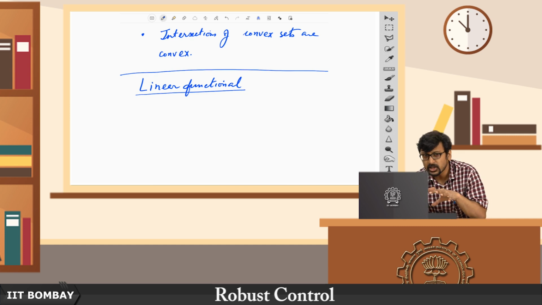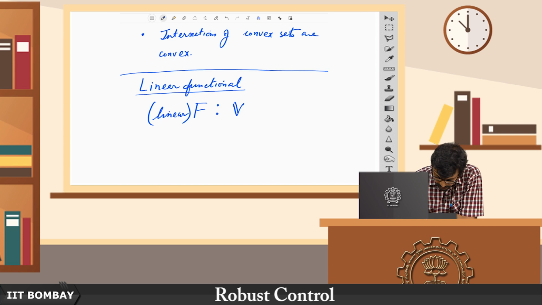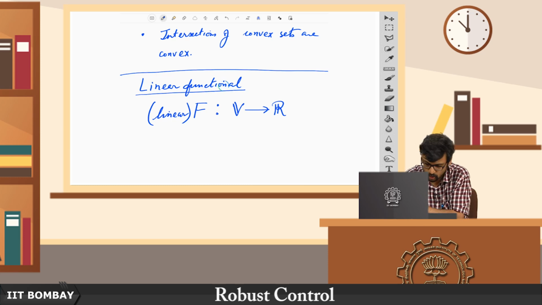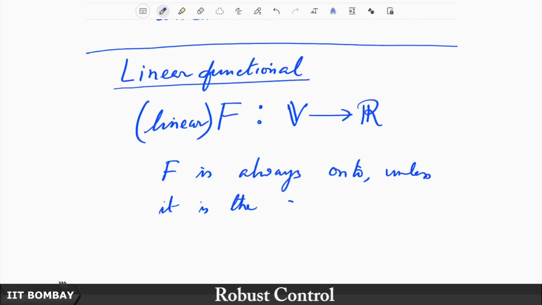Now, this linear functional is a very special class of such linear maps, where we say that we have a linear map from a vector space V to not just any vector space, but rather to the field of reals. And this is what we call a linear functional. So, when your range or codomain is basically the field of reals or the set of real numbers, then we say it is a linear functional. A linear transformation or a linear map is then called a linear functional, and we will make a claim that this f is always onto unless it is the 0 map.